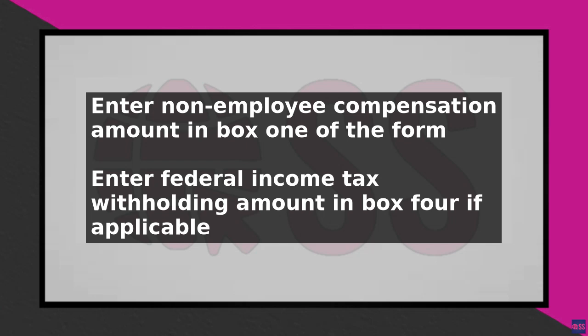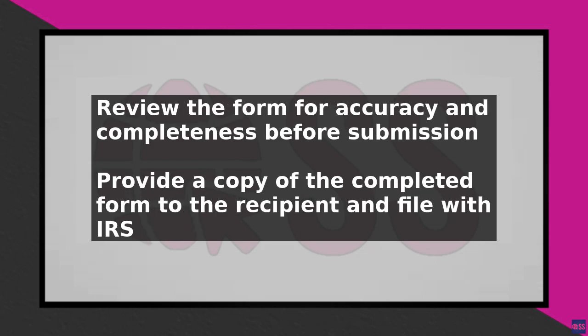In box 5, enter the state tax withheld, if any. You will also need to enter the state identification number and the name of the state. Once you have completed the form, review it carefully for accuracy and completeness. Make sure all information is correct and all boxes are filled in as required.